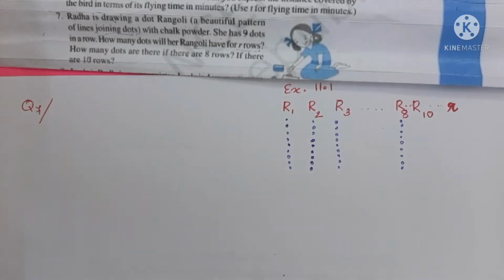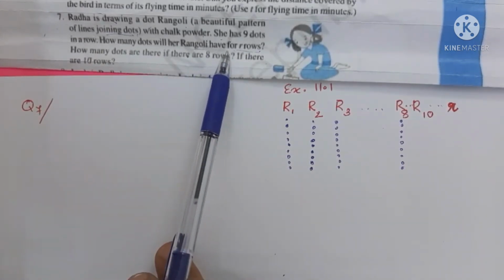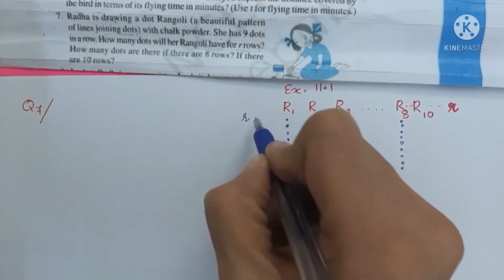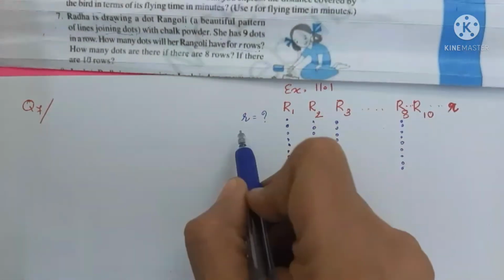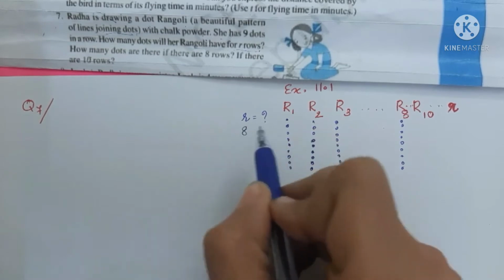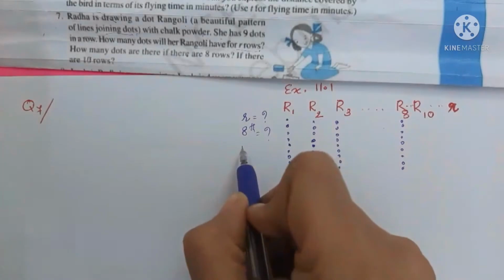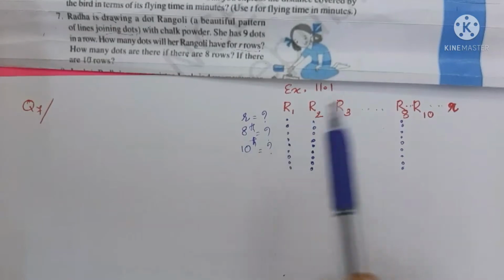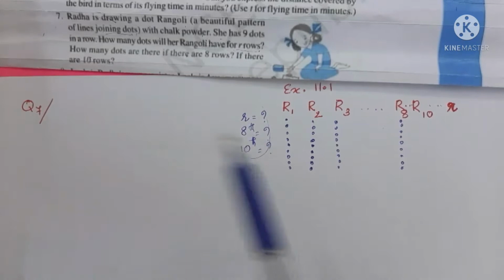So, in this question, we have to solve 3 parts, right? First is, how many dots will her rangoli have for R rows, right? We have to find the number of dots in R rows and also find the number of dots in the 8th row and the number of dots in 10th row. Okay. So we have to solve 3 parts. Right. So coming to the question.